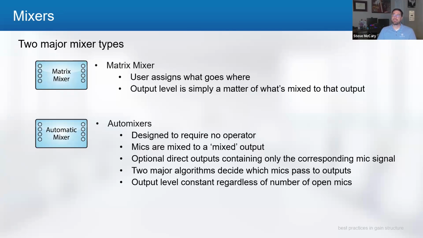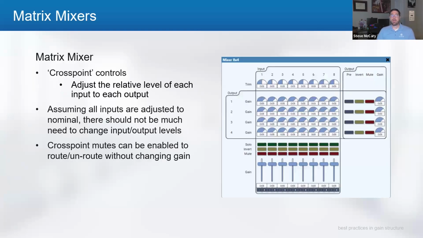So auto mixers run generally as multiple inputs to a single output. You can also enable them with their own outputs, but generally they're going to be a mixdown type. And we will use some automation to determine which mics will pass to the outputs. So let's talk about matrix mixers first. So matrix mixers have input controls and output controls. Those are overall. They also have crosspoint controls.